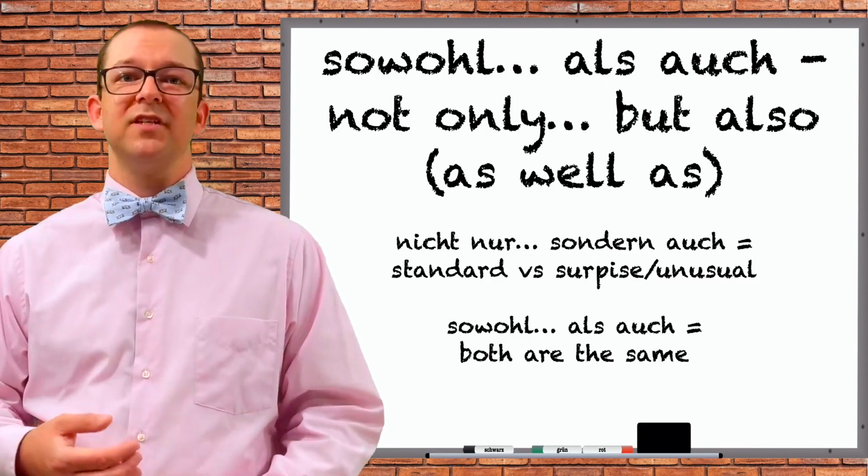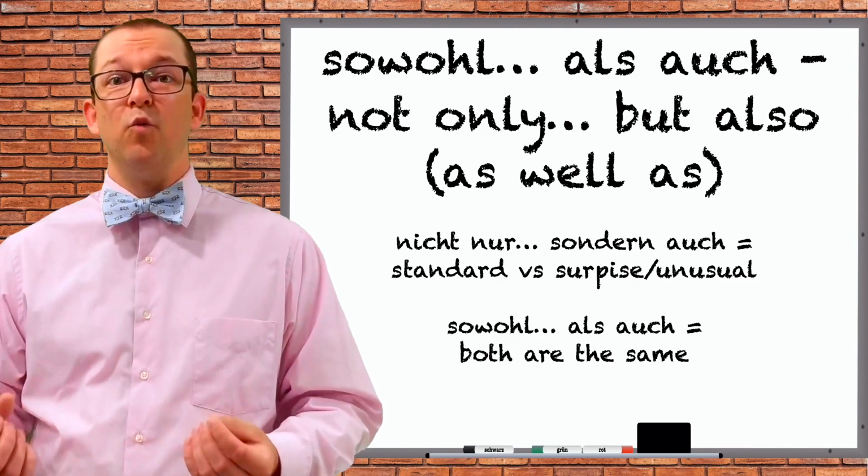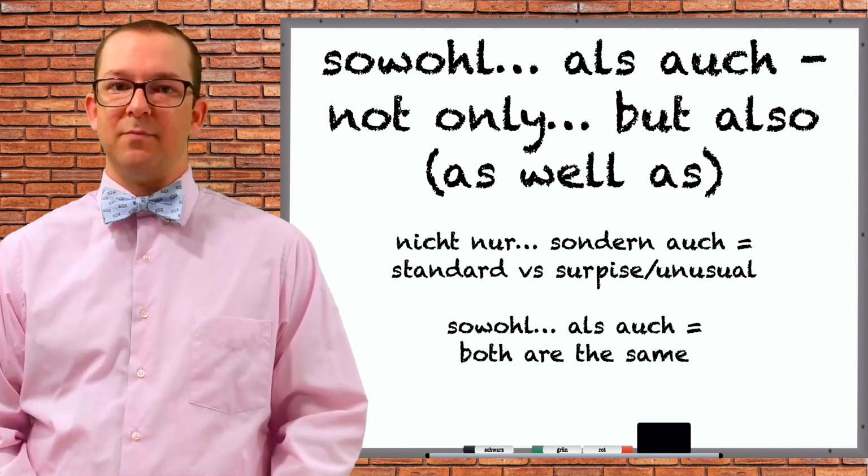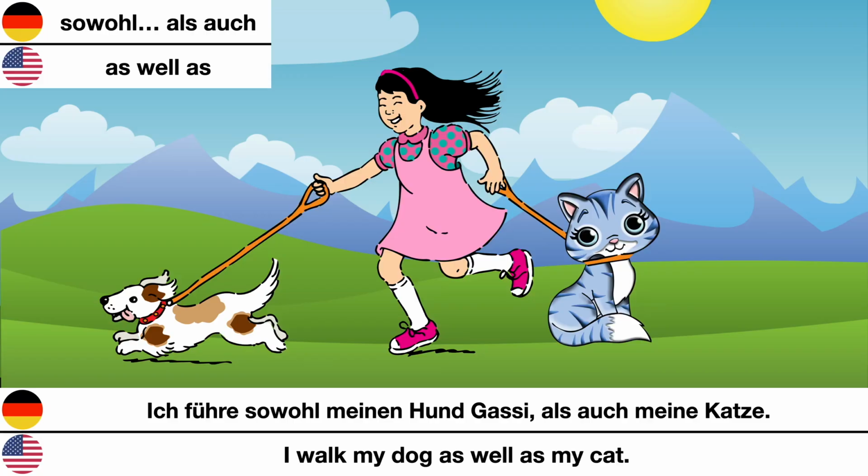The examples previously didn't really make much of a difference, but it would make a big difference in the following example. Ich führe sowohl meinen Hund Gassi als auch meine Katze. I walk my dog as well as my cat. Both parts are equal, and it's not surprising that either of them are being brought on the walk. If you switch the dog and the cat, nothing meaning-wise changes.